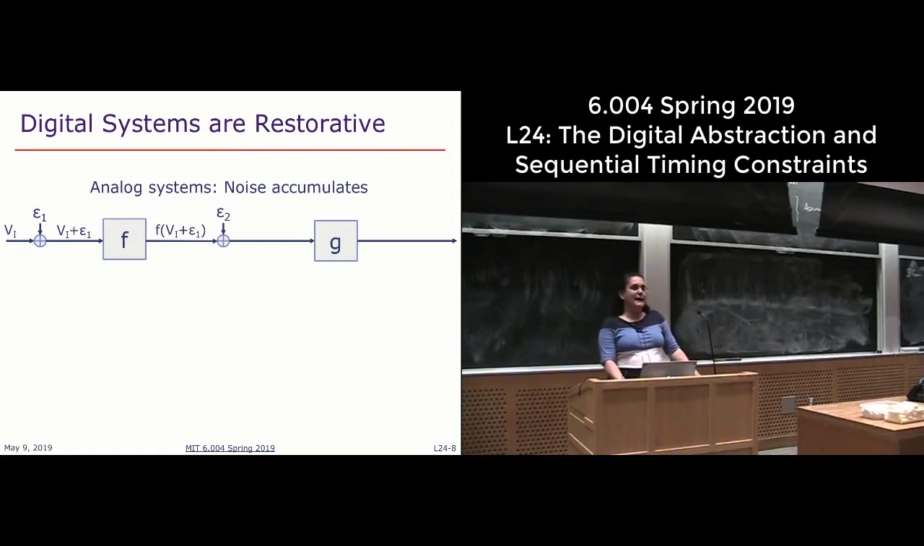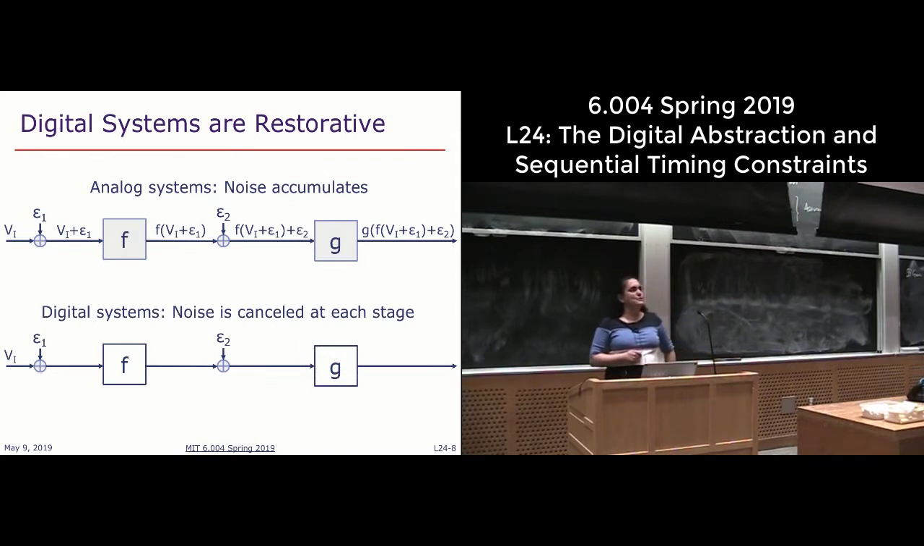Now I take this value and add to it another little bit of noise, let's call it epsilon 2, and when I look at the output of G, it's now going to have been affected by both epsilon 1 and epsilon 2. You can see very quickly that as I'm trying to tie many gates together, this is going to be a problem, and potentially I'm going to start to misinterpret what my values are.